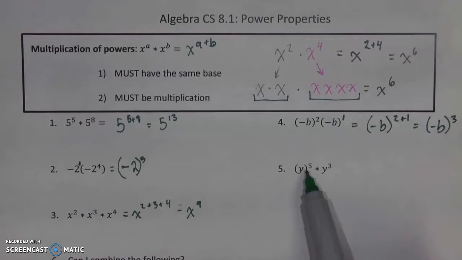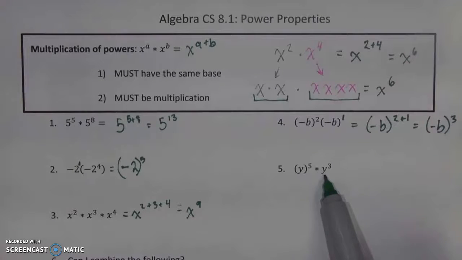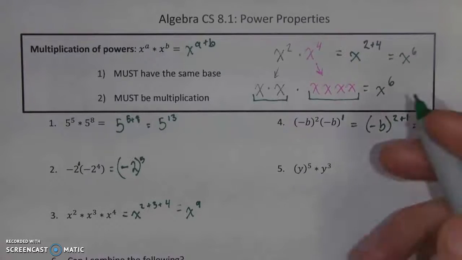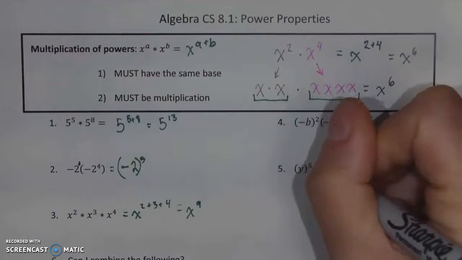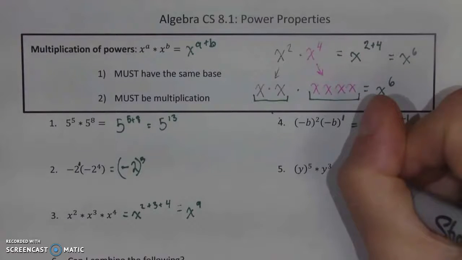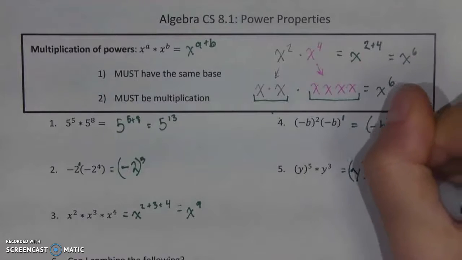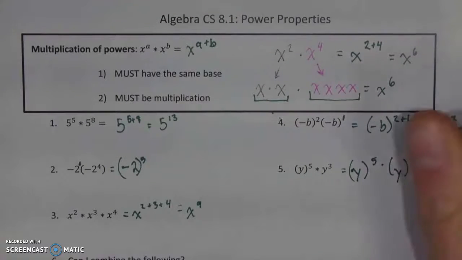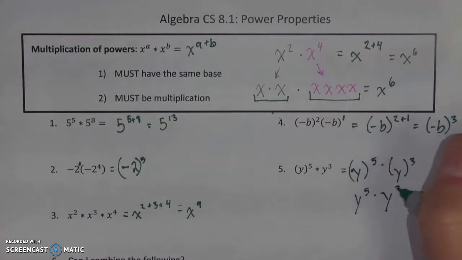Last but not least, I have some parentheses around this y, but no parentheses around this one. Can I still combine them? Well, yeah, because all this is saying is you have 5 y's multiplied together, and you are going to combine them with your y to the third. Now here what we're going to end up with then is y to the fifth times y to the third. It doesn't matter, they have the same base, so I can combine the exponents with addition, y to the 5 plus 3, which gives us y to the 8th.